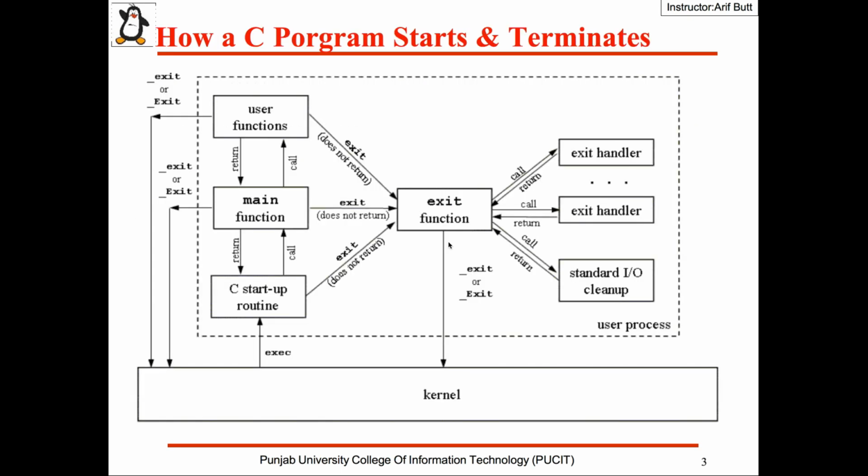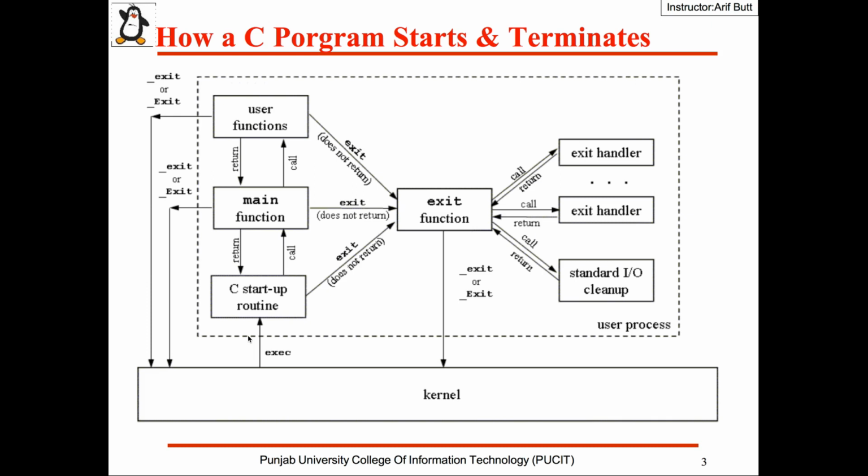Okay. Well, this slide shows you how a C program starts and terminates. When a user tries to execute a binary on a terminal, the shell forks a child shell, which is of course a clone of the parent. That is, the child program has the parent program loaded in it. The operating system kernel then uses the exec system call to load the binary program in the address space of that process.